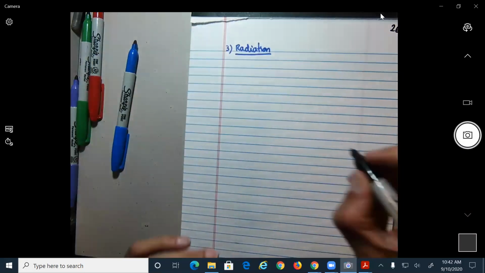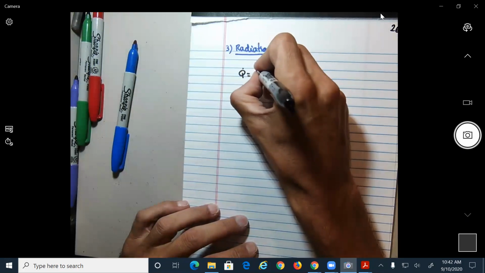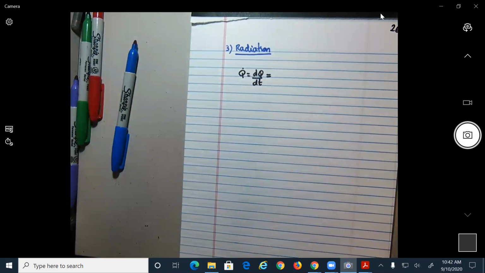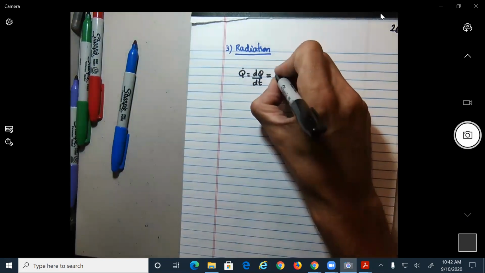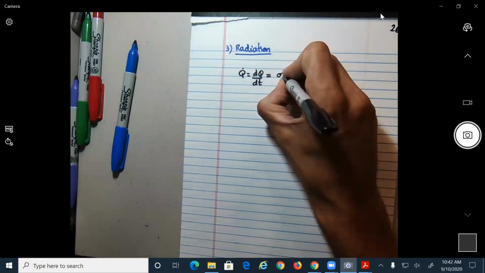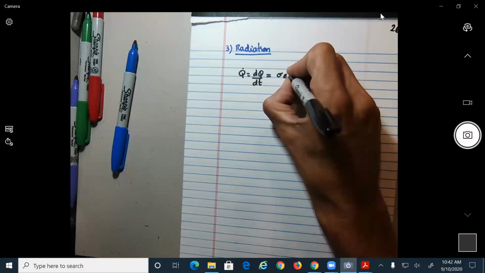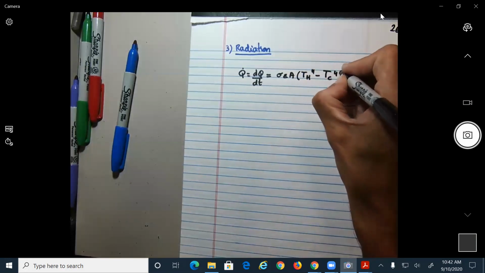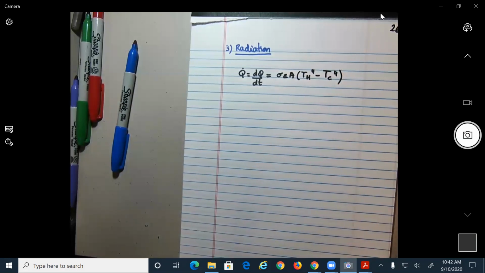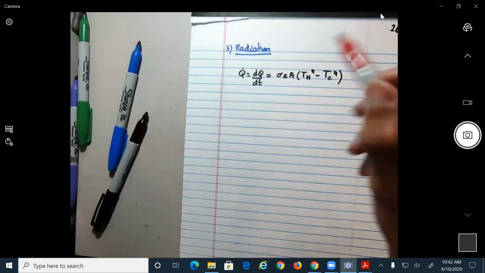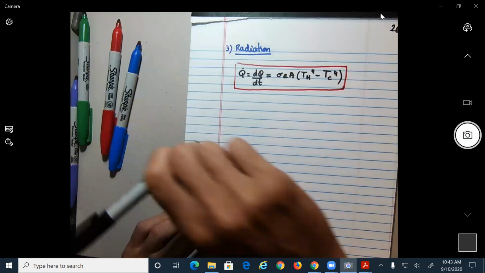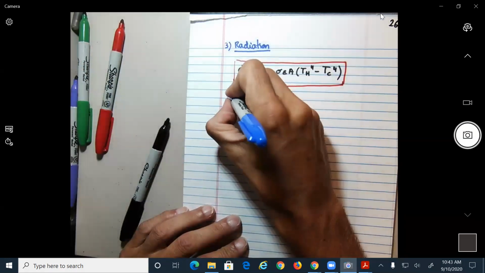Okay, so radiation, the equation is Q dot equal dQ/dt equal to sigma epsilon A (T hot to the 4th minus T cold to the 4th), where A, again, will be the exposed surface.